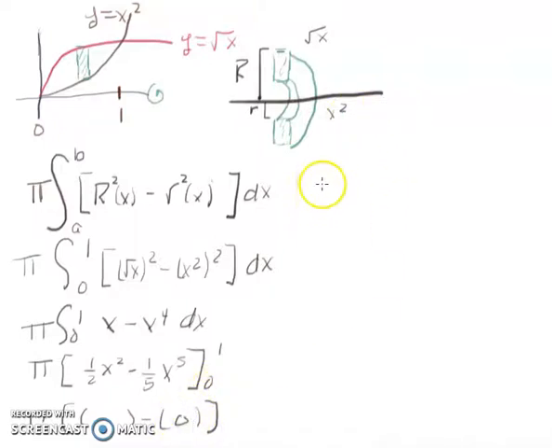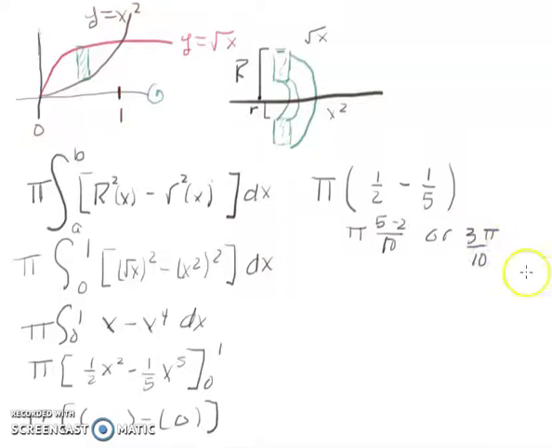So let's go back over here and see if we can figure this out. Pi times what? Times 0 to 1, that would be 1/2 minus, we're going to put a 1, right? 1 in here, that's 1 times 1/5 is 1/5. Okay, now keep in mind, common denominator would be what? 10. So that would be 5 over 10 minus 2 over 10. Don't forget our pi. Or what? 3 pi over 10 cubic units, which does match what we need to do.